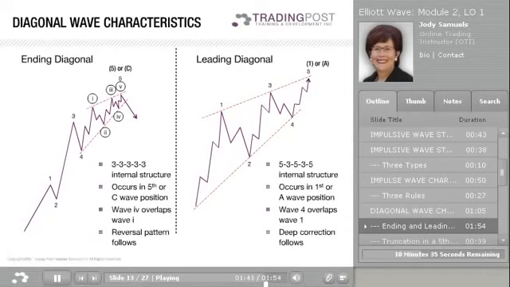Sometimes the diagonal triangle takes on an expanding shape rather than a wedge shape, where the boundary lines diverge. In a wedge shape, the boundary lines converge.